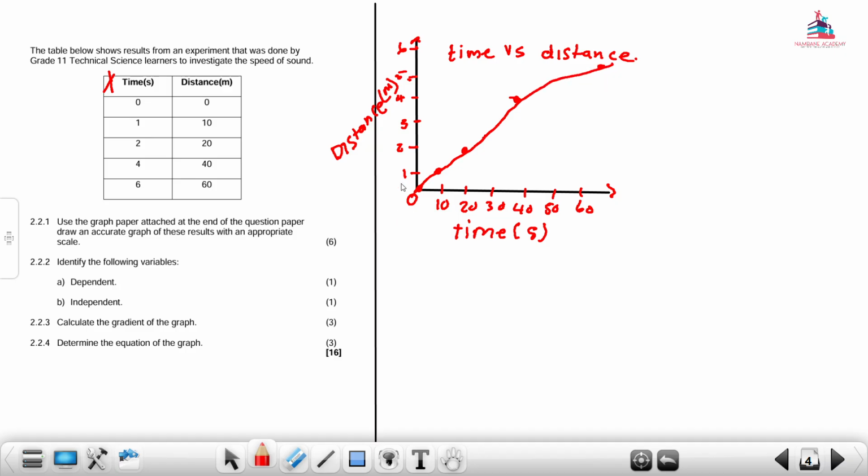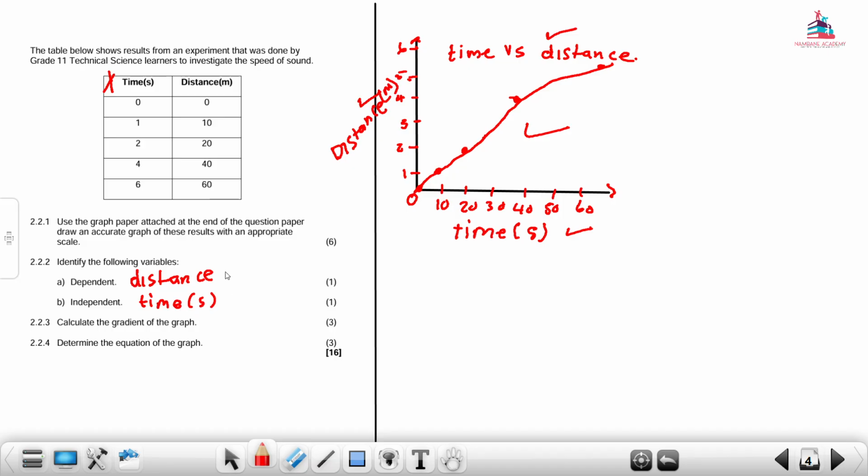It's not really accurate because I did not use a graph paper. But what can we tell? We did do our title. We connected our line. It started at 0. We have our x-axis. We also have our y-axis. Then the next question says you must identify the variables. We already know which is dependent and which is independent. So we're going to say the dependent variable is distance.